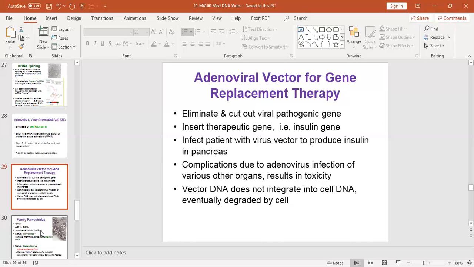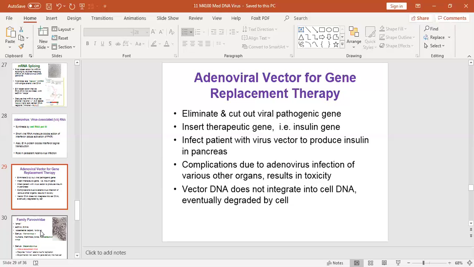Beautiful, correct? So far, so good. We have a bad gene in the virus. We take it out, we put the good gene, and hopefully patients will benefit from that. However, there are some pros and cons to this. The disadvantage is that sometimes we have complications because adenovirus infects other organs. This is called random insertion. It gets incorporated into other tissues and organs. Therefore, it causes side effects, results in toxicity, which is obviously not good for the patient.